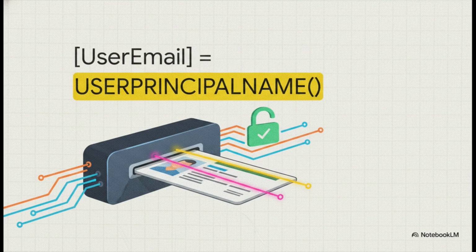Now, a quick pro tip here. The output of user principal name has to perfectly match the formatting in your mapping table. If one has capital letters and the other doesn't, or if you're mixing up aliases, the bouncer's not letting them in, and they'll just be staring at blank visuals.